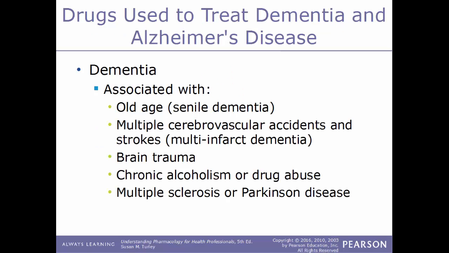Alright, now we'll talk about drugs that are used to treat dementia and Alzheimer's disease. Alright, we'll start with dementia. Now, this is associated with old age, where it's called senile dementia, and with patients who have multiple cardiovascular accidents and strokes, also known as multi-infarct dementia. It can be associated with brain trauma, chronic drug use, or alcoholism, also multiple sclerosis, or even Parkinson's disease.